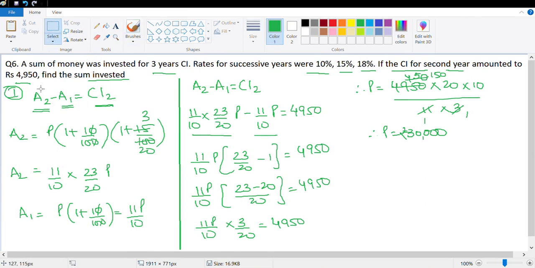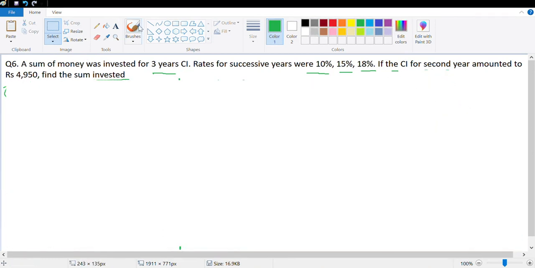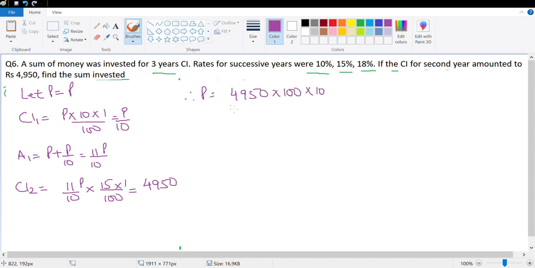In case you want to solve this question without using a formula, which is what we've done in chapter 2, let's look at this method for without using formula. So let principal be P. Compound interest for first year will be P into R into T upon 100, which is equal to P upon 10. Amount 1 will be equal to P plus P upon 10. That's 11p upon 10. Compound interest 2 would be principal, which will be 11p upon 10, into rate, for this time it's 15, into time upon 100. And this is given equal to 4950. Therefore, principal will be equal to 4950 into 100 into 10 upon 11 into 15.